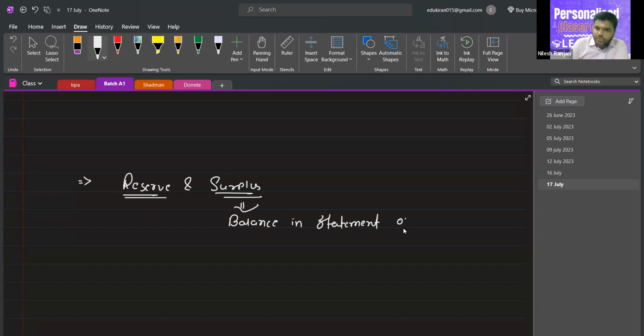A statement of profit and loss. This is our surplus. It is also called undistributed profit.